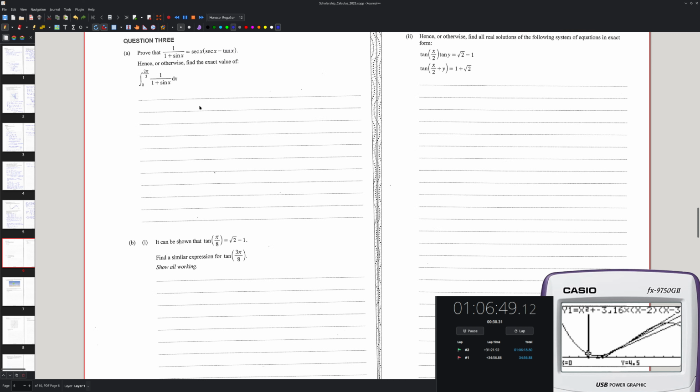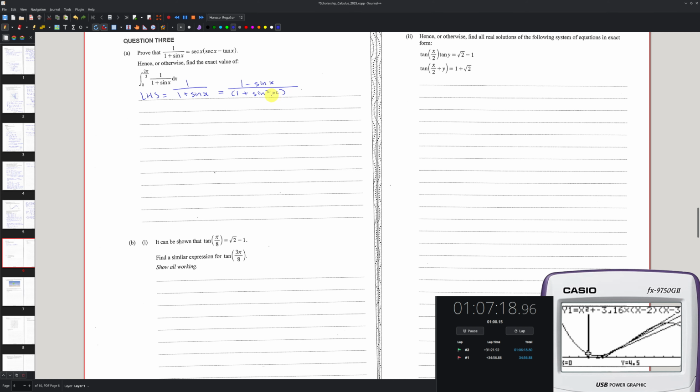Oh, wait, no, this is not that deep, right? Left hand side equals 1 over 1 plus sine x. Okay, I want to multiply top and bottom by 1 minus sine x, right? So we get 1 minus sine x over 1 plus sine squared x.